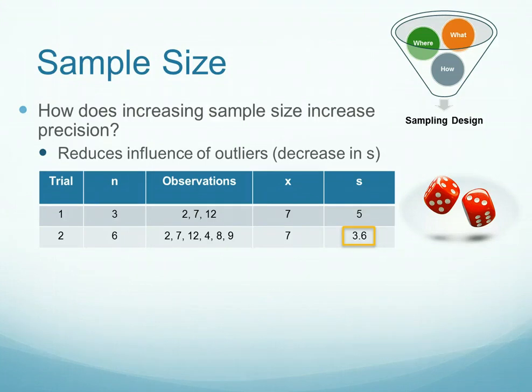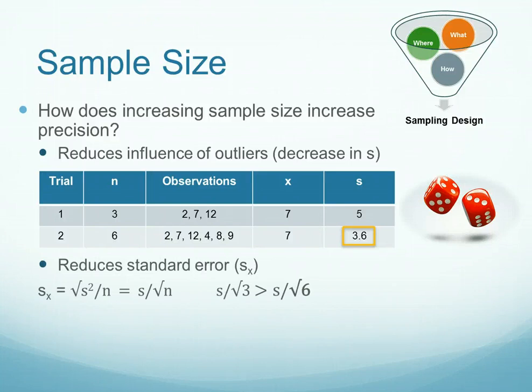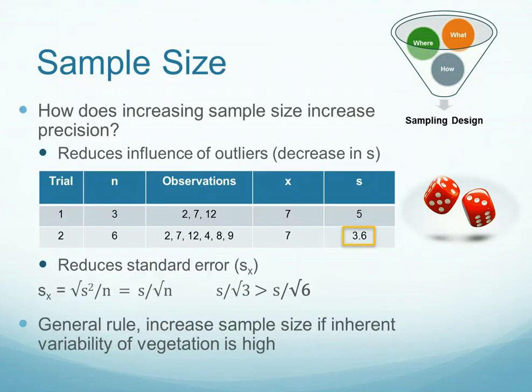Another reason that sample size increases precision is the influence it has on standard error. This is simply mathematical. Even if you hold the standard deviation constant, the standard error is defined by the standard deviation divided by the square root of the sample size. And simply by definition, if you divide a number by a larger number, the resulting value will be smaller. So the standard error is smaller if you have a larger sample size. As a general rule, we need to increase sample size when the inherent variability of the vegetation is high.